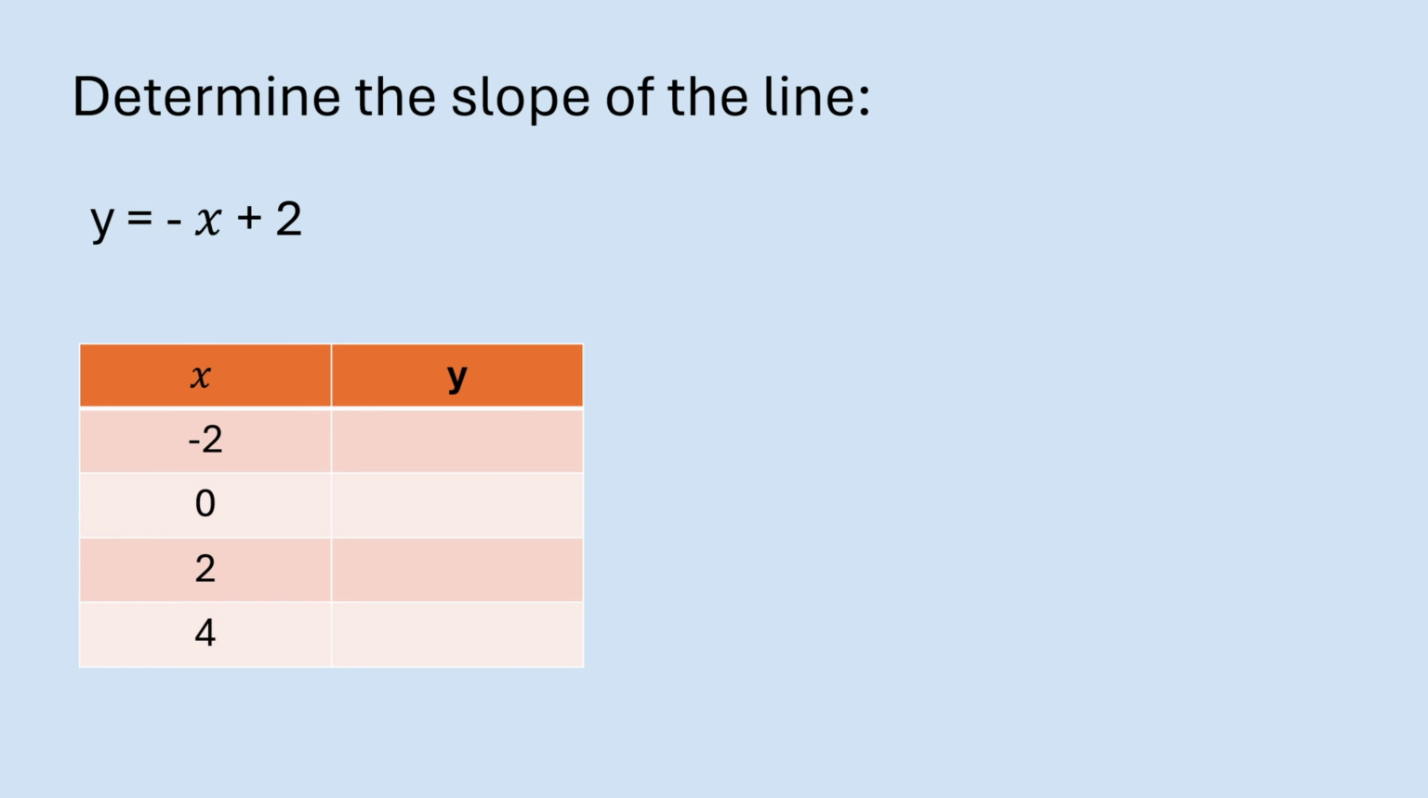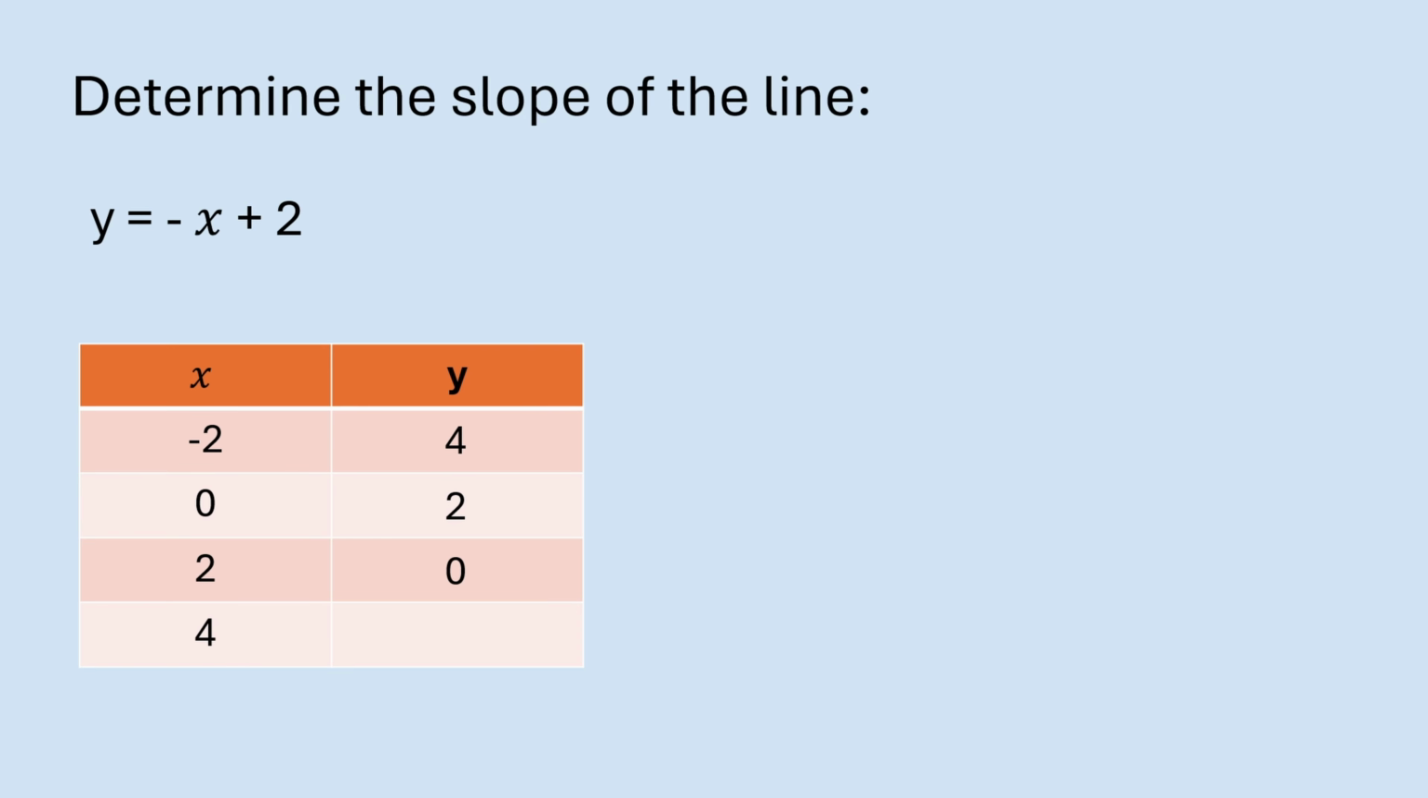In this table, the x values are -2, 0, 2, and 4. Plug each x into y = -x + 2. x = -2 gives y = 2 + 2 = 4. x = 0 gives y = 0 + 2 = 2.